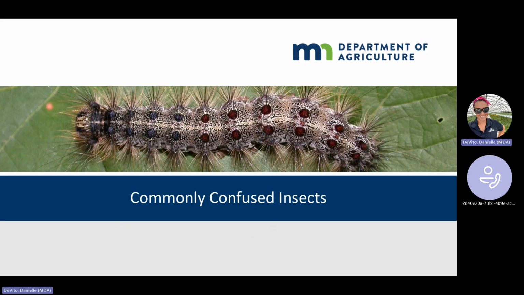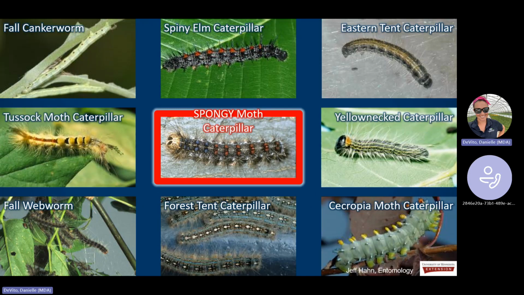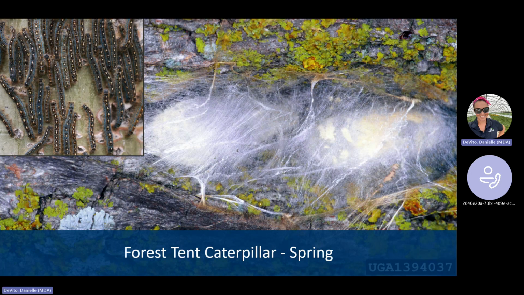There are other insects that people often confuse spongy moth with. In this picture, you can see the slightly yellow head followed by the 5 pairs of blue dots and the 6 pairs of red dots. The other 8 images are other caterpillars you may encounter in Minnesota as well. For instance, the forest tent caterpillar, a native insect to Minnesota, is often confused and reported as spongy moth.